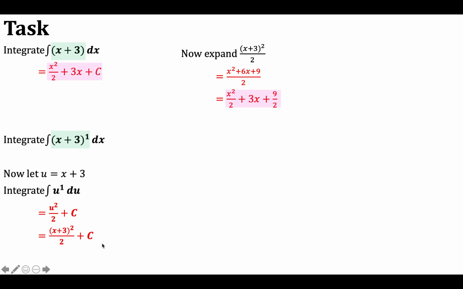So hopefully you can see the connection here. What I've got from this integration is that my bracket was raised to the power 1, and it's now raised to the power 2, and I've divided by that new power of 2, plus my constant of integration. So hopefully you can see the connection here as to why I asked you to expand that in the first instance, and you can see that that's what you would have got. Okay, we'll have a look at another example similar to that. I'll run through this for you, but if you want to pause the video and go away and do it yourself, that's absolutely fine.